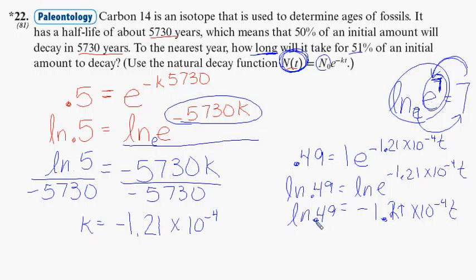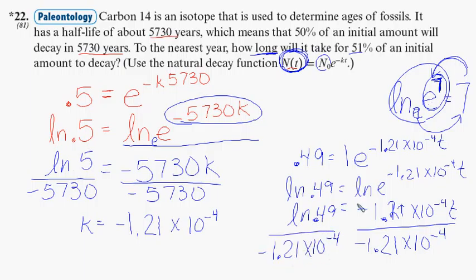Now you can solve for t by dividing both sides by negative 1.21 times 10 to the negative 4th. Do the same thing over here. You get negative 1.21 times 10 to the negative 4th. You solve for t, and you should end up with 5,895 years. Okay? I hope that was helpful for all of you.